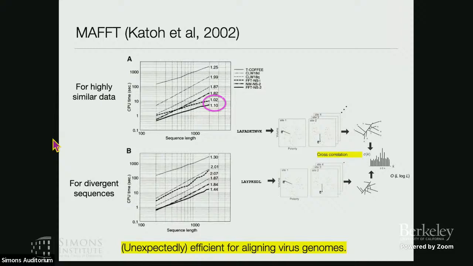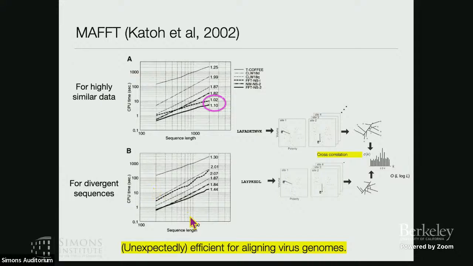We have been developing the MAFFT program for multiple sequence alignment since 2002. This plot is taken from our 20-year-old paper showing CPU time as a function of sequence length. For highly similar sequences, the slope of these two lines is around 1, which means CPU time is almost linear to sequence length. But for divergent sequences, the efficiency is not so high. So MAFFT is efficient for globally aligning closely related long sequences, such as closely related virus genomes. So this program MAFFT is routinely used in this area.